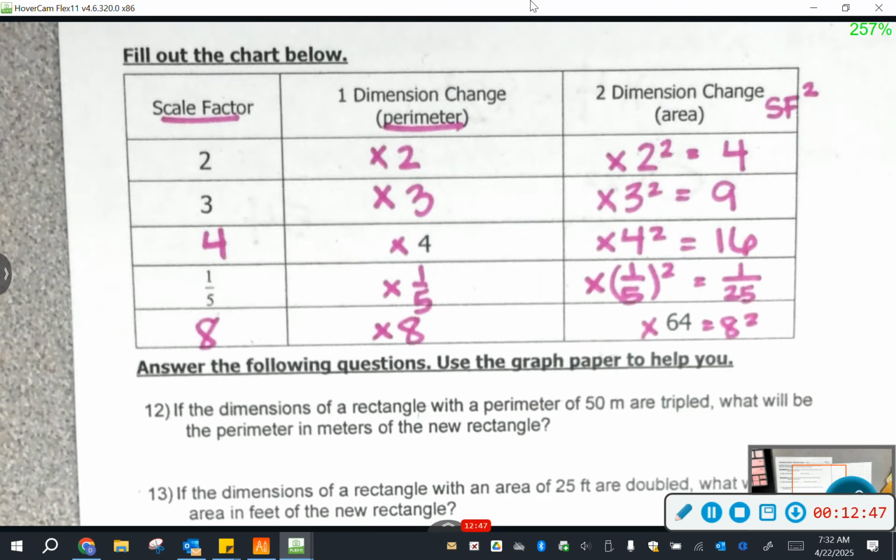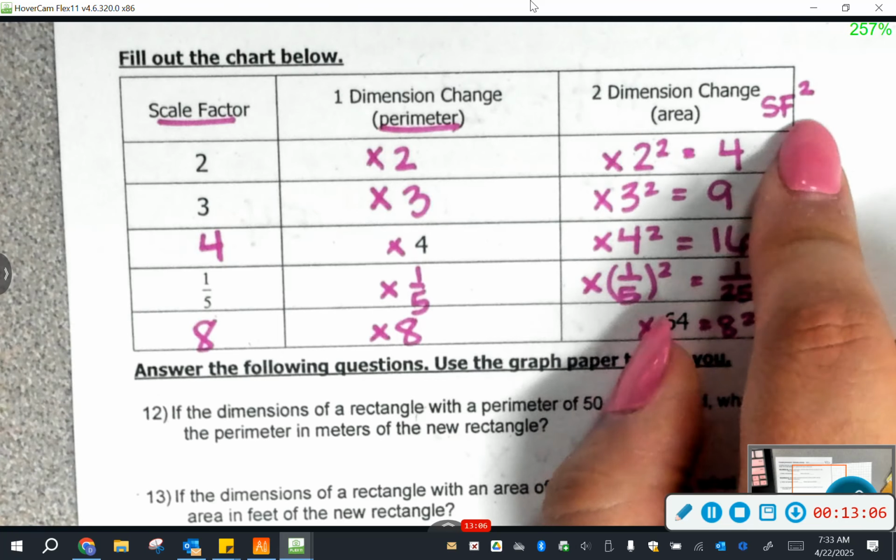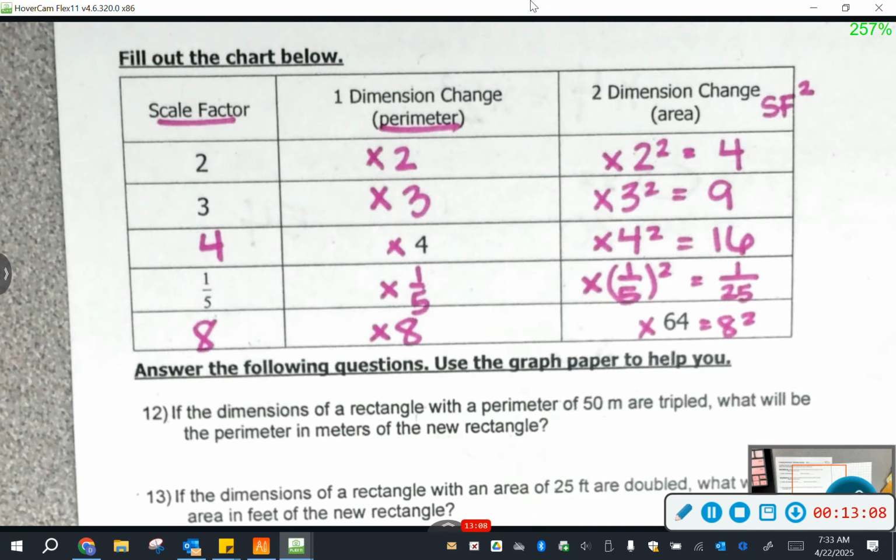Y'all, that is what you are going to be asked on your test on Thursday about this. That's it. If I give you a perimeter, you're going to write the same number. If I give you an area, you have to do that number squared. All right? That is my lesson for today. So I would like you to please put this in your back pocket.